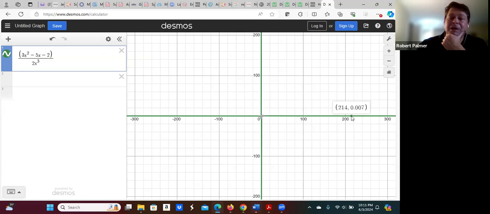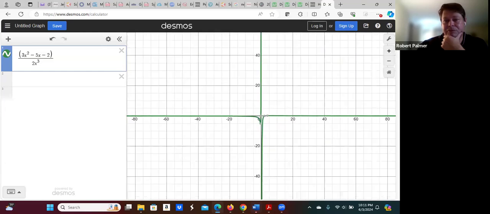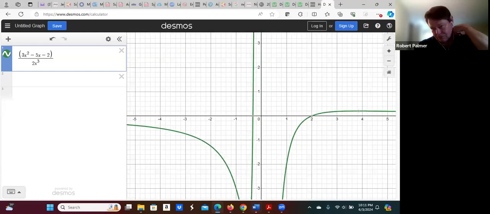you see as the x coordinate gets large, the y coordinate gets really small. And the same thing over here: as the x coordinate gets large in the negative direction, the y coordinate also gets really small.